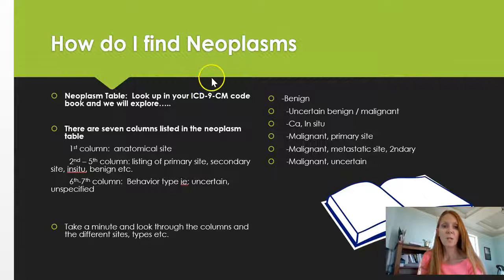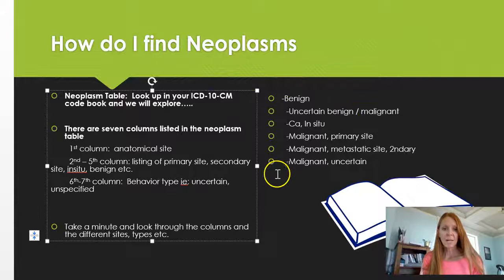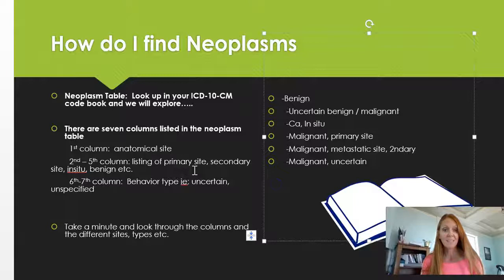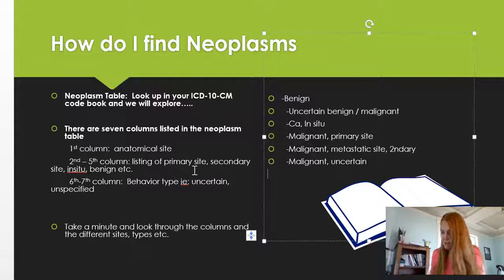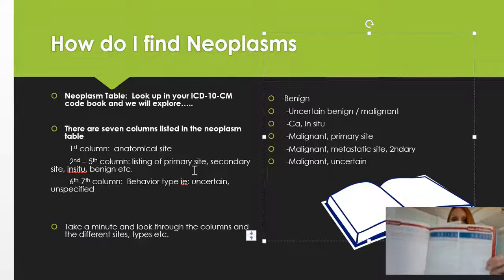So from a coding perspective, how do we code neoplasms? Well, the first thing we do is we look up in our ICD-10-CM codebook, and I want you guys to open that right now to the neoplasm table. Let me grab my book. So in my book, it's red and it's right behind the regular index. So page 382 is where the neoplasm table starts. But I just wanted to explain how this works.